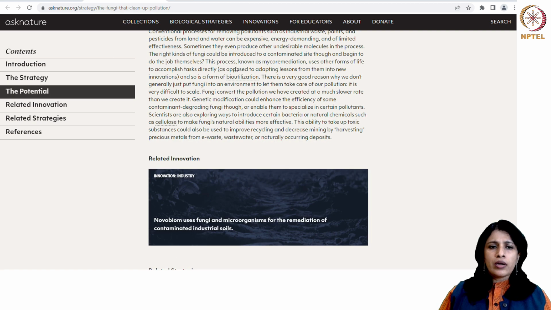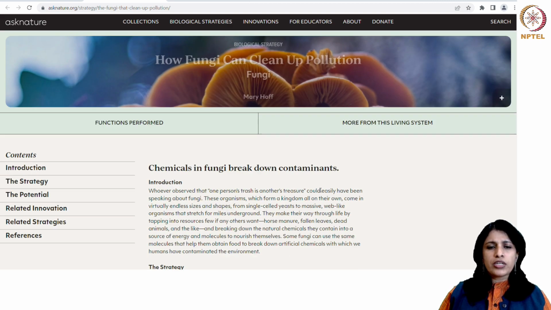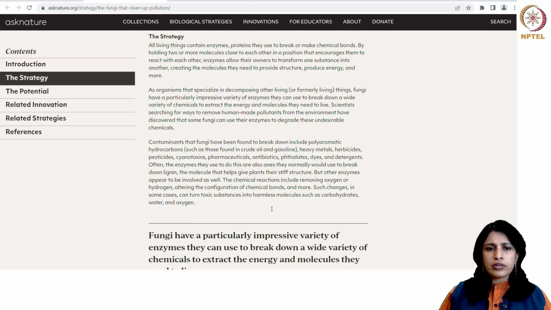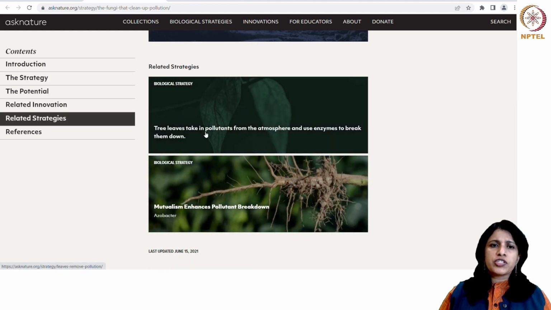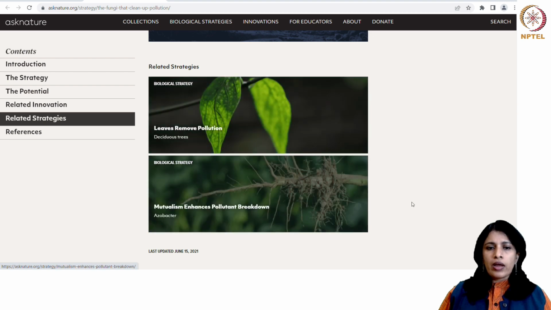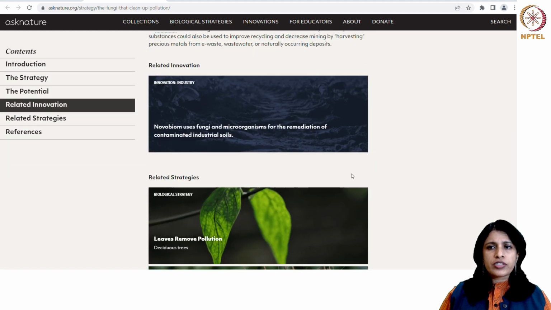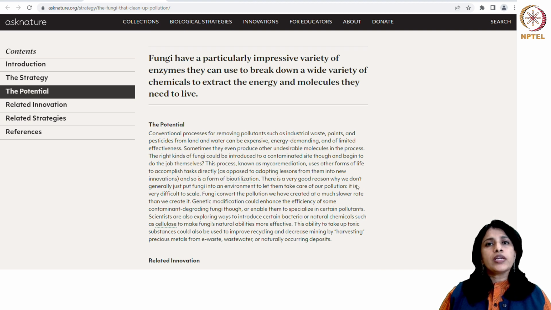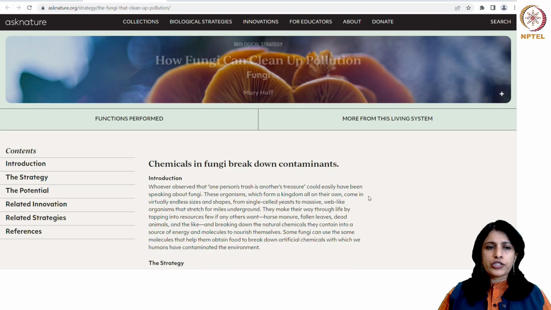Coming back to the strategy that we started with, chemically breaking down, how do fungi chemically break down contaminants? So it's right here. The entire strategy is right here, with related strategies also given to you. Plus, you will find some references to journal articles if you want to learn more. So as you can see, Ask Nature has done an excellent job of making it easy for you to look for functions and organisms that are performing those functions and how they perform those functions.